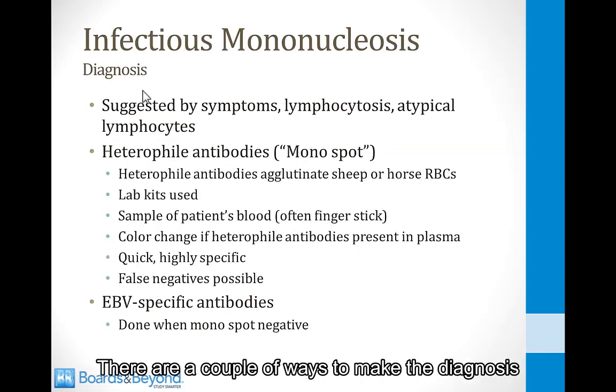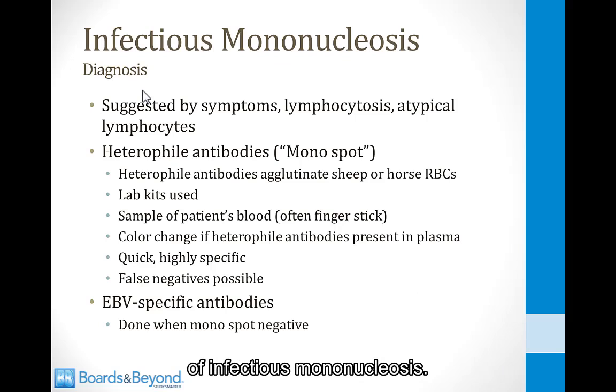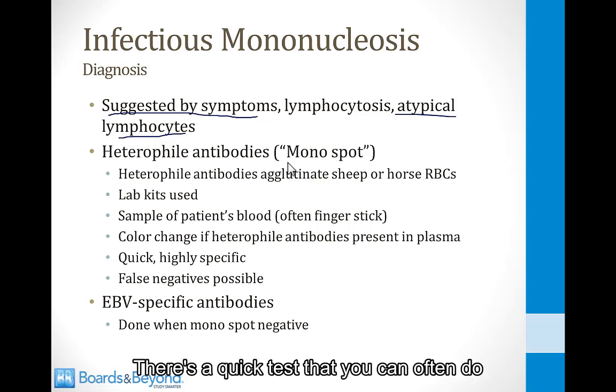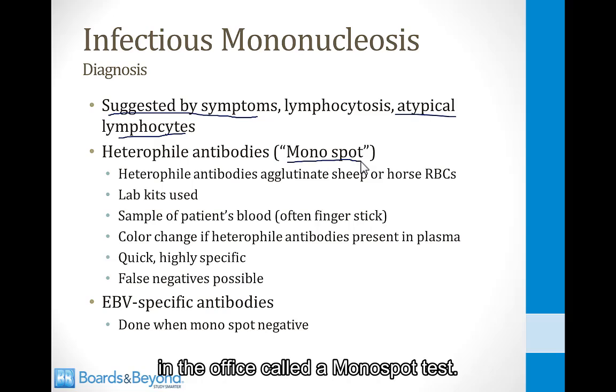There are a couple of ways to make the diagnosis of infectious mononucleosis. Sometimes it's done clinically. If a patient has classic symptoms and an atypical lymphocytosis, that can be enough to make the diagnosis. There's a quick test that you can often do in the office called a monospot test.